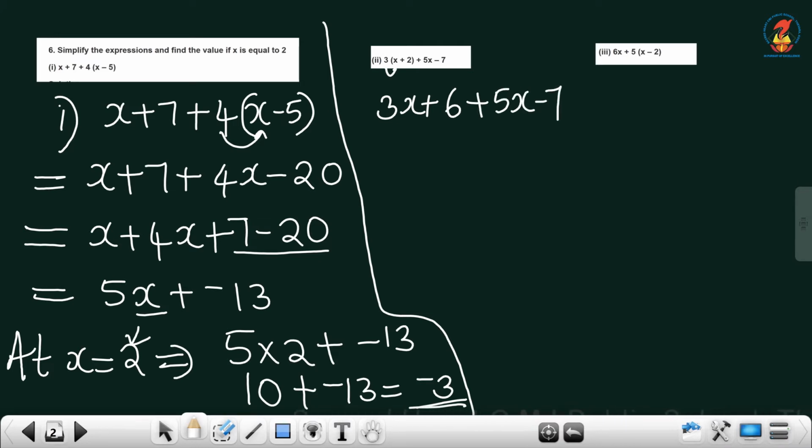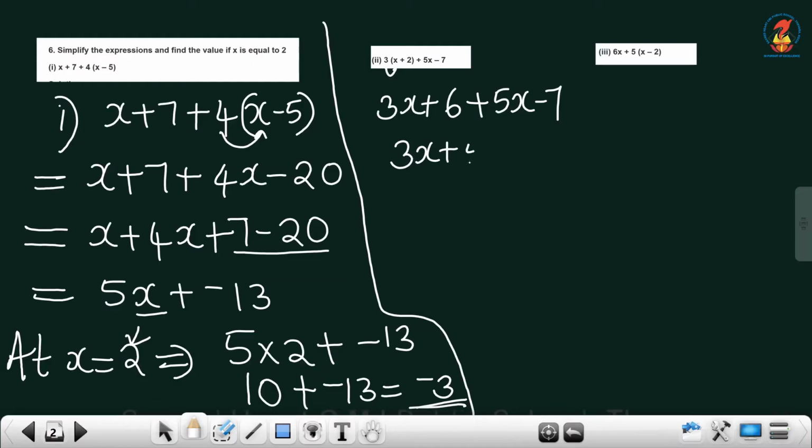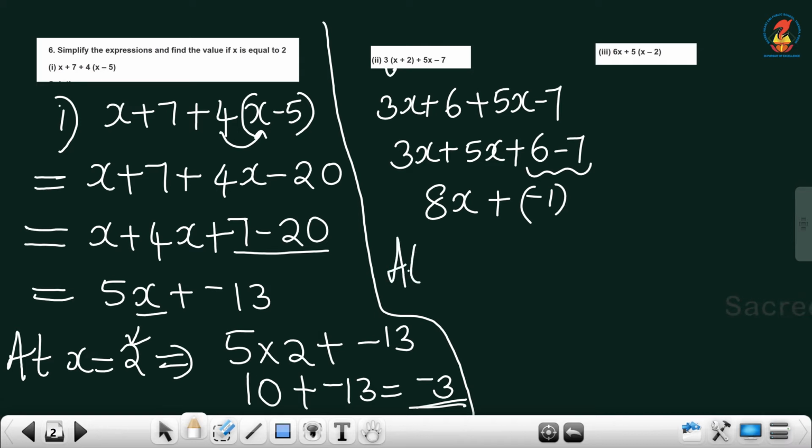Now you combine the like terms. Which are the like terms here? 3x and 5x are like terms. In the same way, 6 and negative 7 are like terms because they are constants. Okay, now 3 plus 5, what is the answer? 8x. Then 6 minus 7, what is the answer? Negative 1. Okay, now we have to substitute the value x is equal to 2.